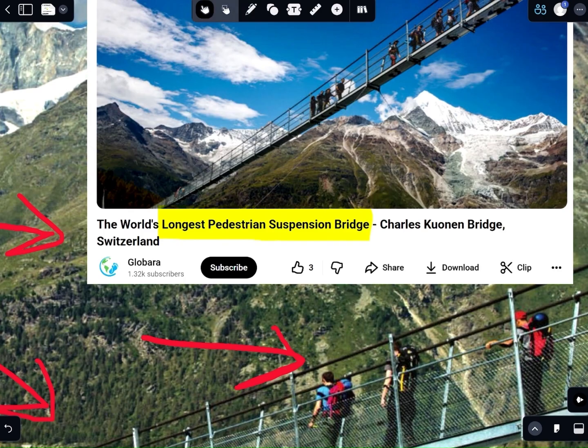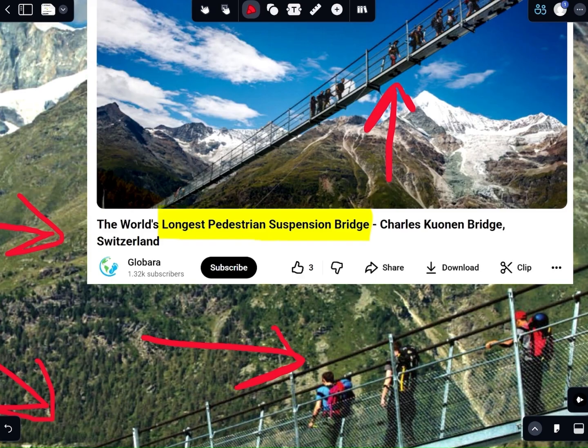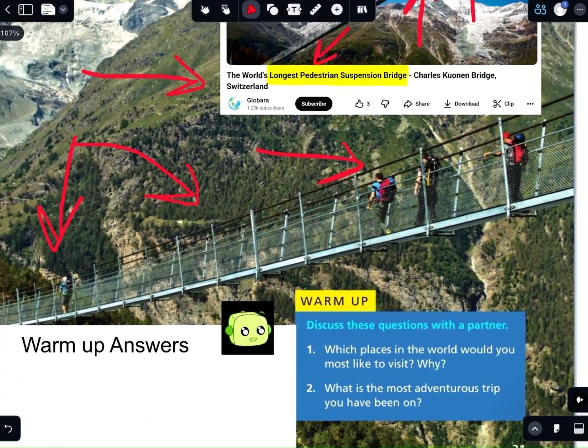So this is the bridge, and it is a suspension bridge, so it's kind of floating. It looks like it's floating, it's suspended, and it's a pedestrian bridge, which means only people walking can go on it. So no cars can go on it. It's a pedestrian bridge. Only people who are walking can go on it.